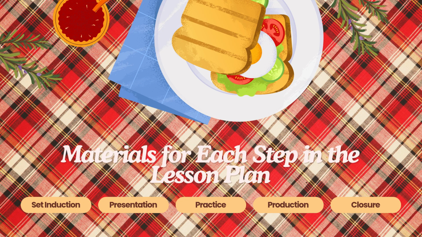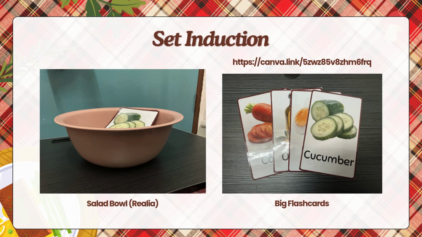Before we look at the production process of each material, let us look at the materials that have been produced for each stage of the lesson. In the induction, I use realia, which is an actual salad bowl, and flashcards. The impact here is immediate engagement. It grounds the abstract concept of writing a recipe in a sensory and real-world context for the students to experience.